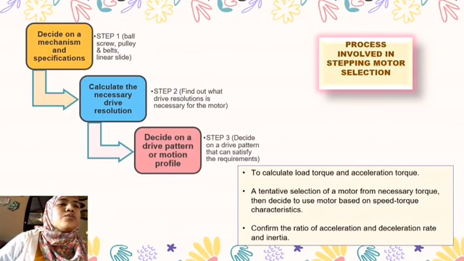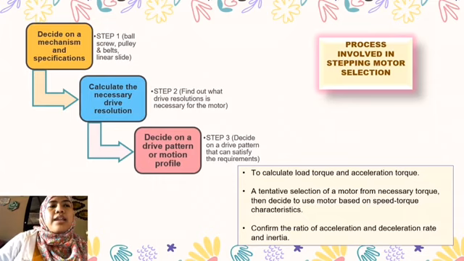And then calculate load torque and acceleration torque. Next is a tentative selection of a motor from the necessary torque. Then decide to use the motor based on the speed torque characteristic. The last one is confirm the ratio of acceleration and deceleration rate and inertia.